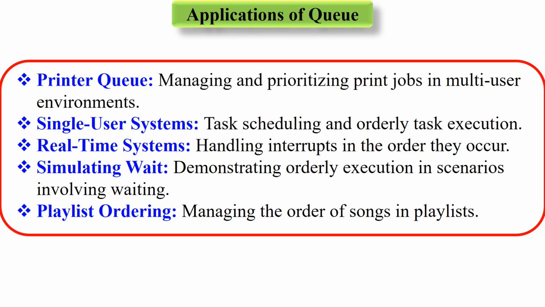Second point is single-user systems. Task scheduling and orderly task execution. Let me explain. Queues are utilized in single processor systems with one user at a time. Users requesting system access are placed in a queue. The queue ensures fairness and order for user access in a single-user environment.